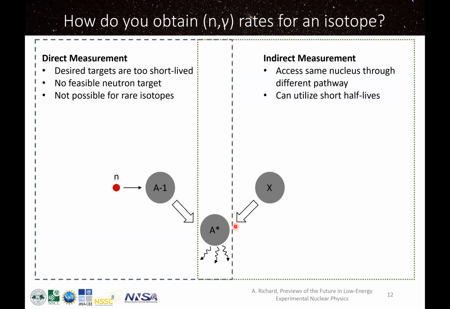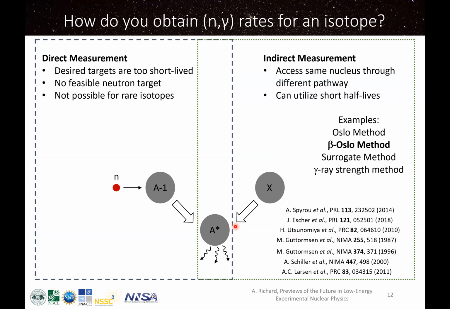through a different pathway. And so in this way, if you think about it, we can actually utilize the fact that there are short half-lives. And so there are actually a lot of different indirect techniques that you can use to constrain a neutron capture. There's the Oslo method, which utilizes charged particle reactions, Beta-Oslo, which I'm going to tell you about today, which utilizes beta-decay, the surrogate method, which uses d,p gamma measurements as a surrogate for n gamma, and lastly, the gamma strength method, which utilizes gamma n measurements.